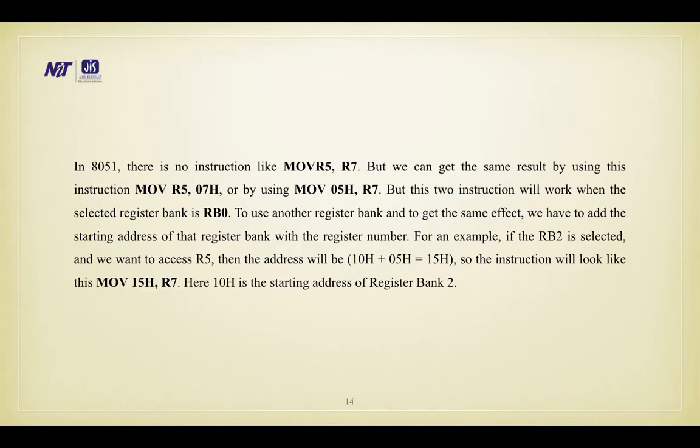For example, if RB2 is selected and we want to access R5, then the address will be 10H plus 05H is equal to 15H. So the instruction will look like this: MOV 15H, R7. Here 10H is the starting address of register bank 2.